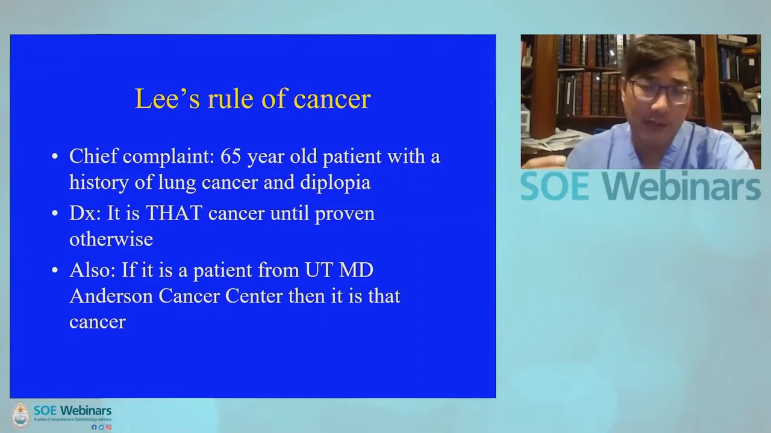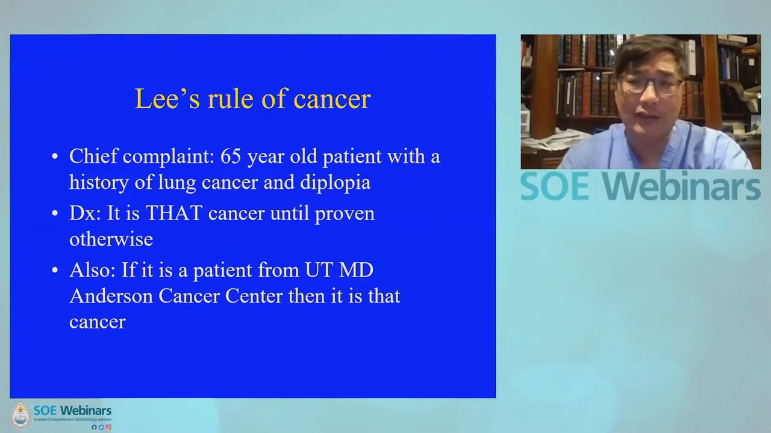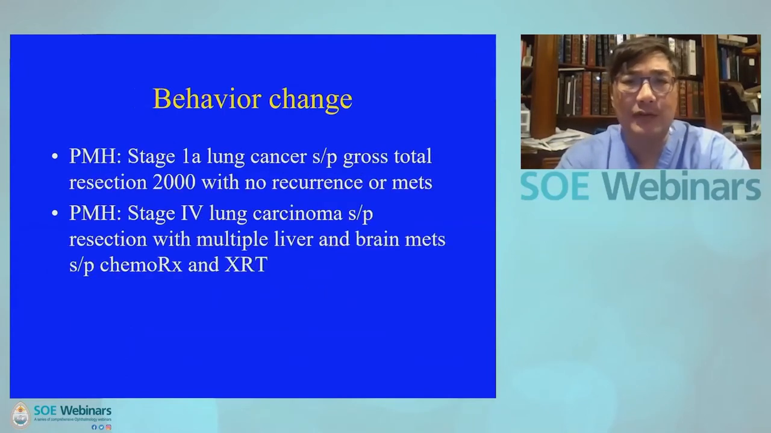And if it comes to me from the cancer hospital in our city, that's the University of Texas MD Anderson Cancer Center, a hospital devoted just to cancer, then it is that cancer until proven otherwise. So my behavior change ask for you is, instead of just writing lung cancer, please write the stage and whether there's recurrent or metastatic disease. This helps us stratify how likely this is to be the cancer.